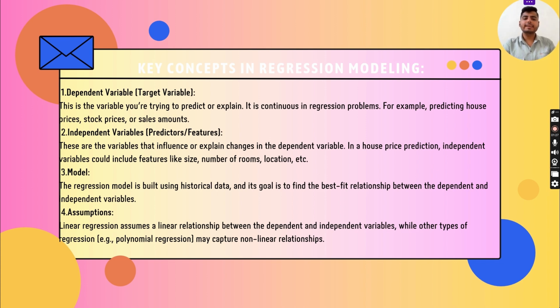Next is the model. The regression model is built using historical data, and its goal is to find the best fit relationships between the dependent and independent variables. Now, assumption. Linear regression assumes a linear relationship between the dependent and independent variables, while other types of regression, for example polynomial regression, may capture non-linear relationships.